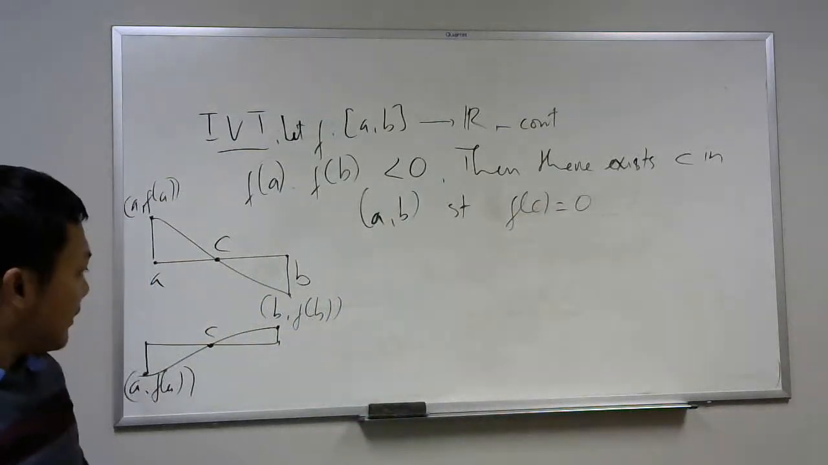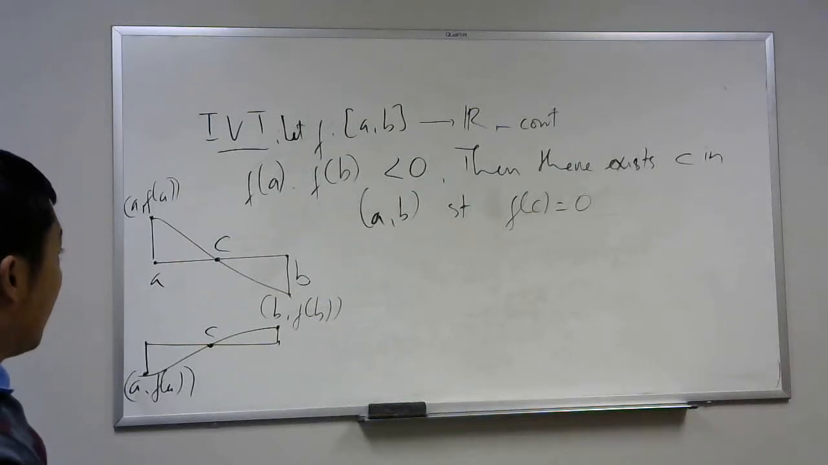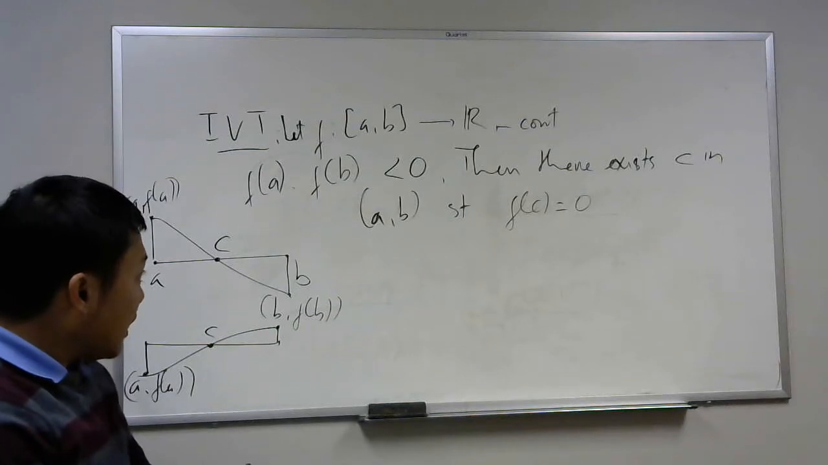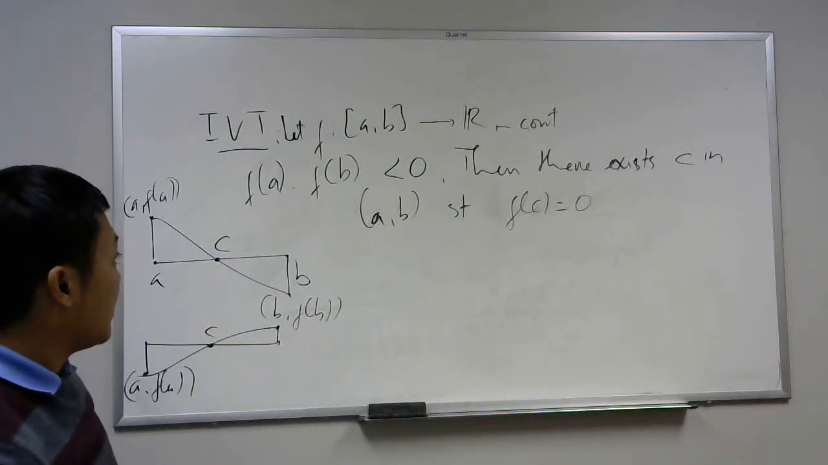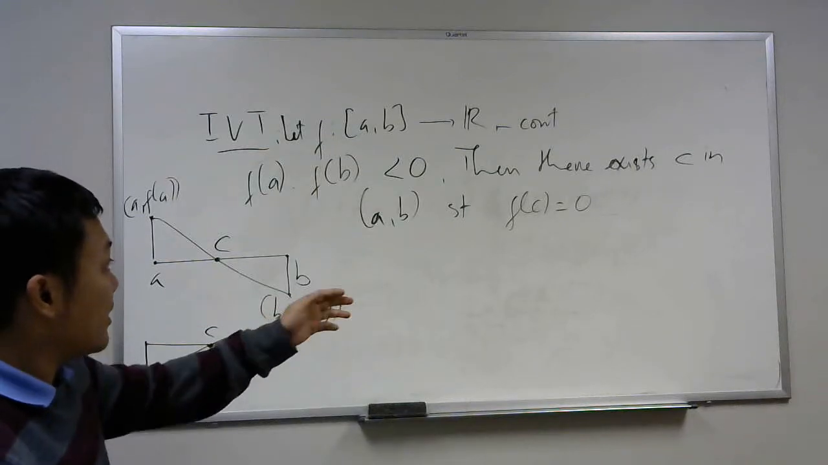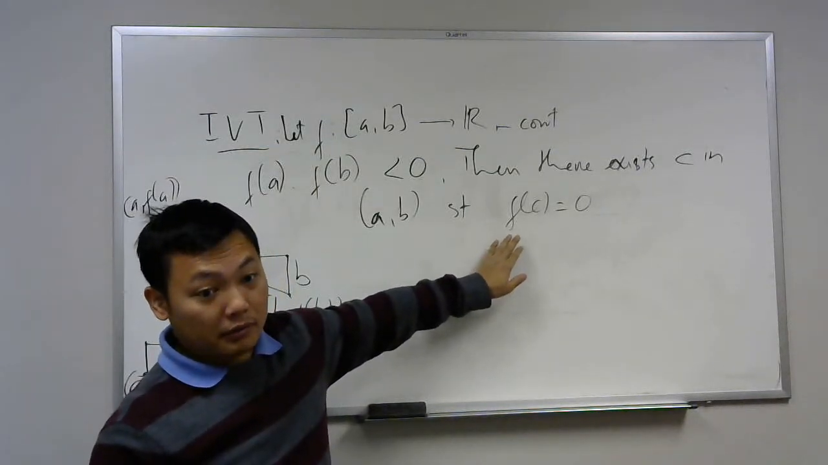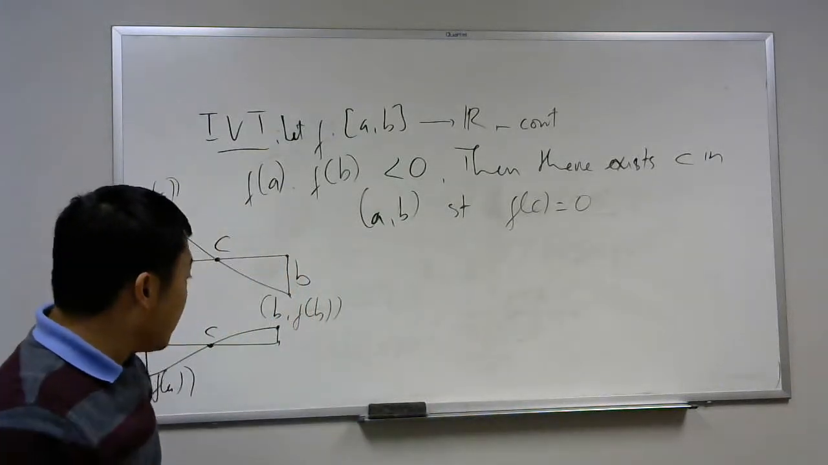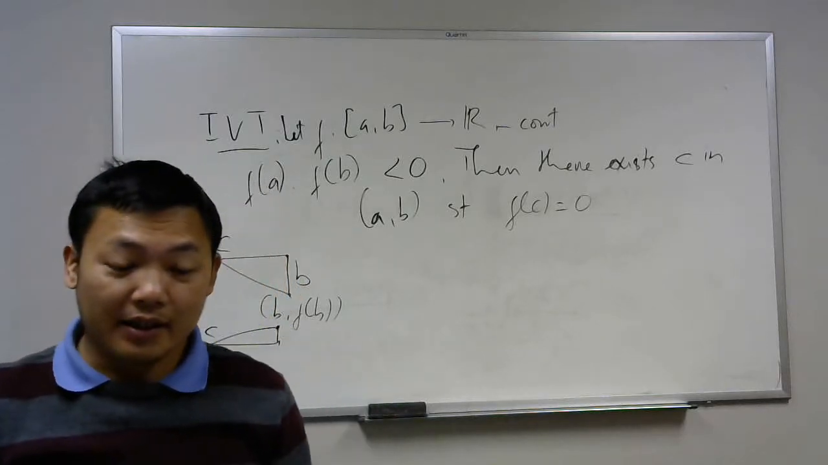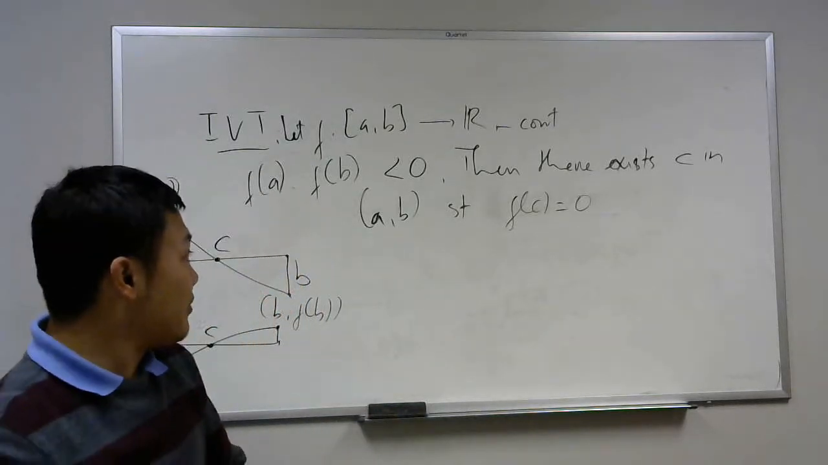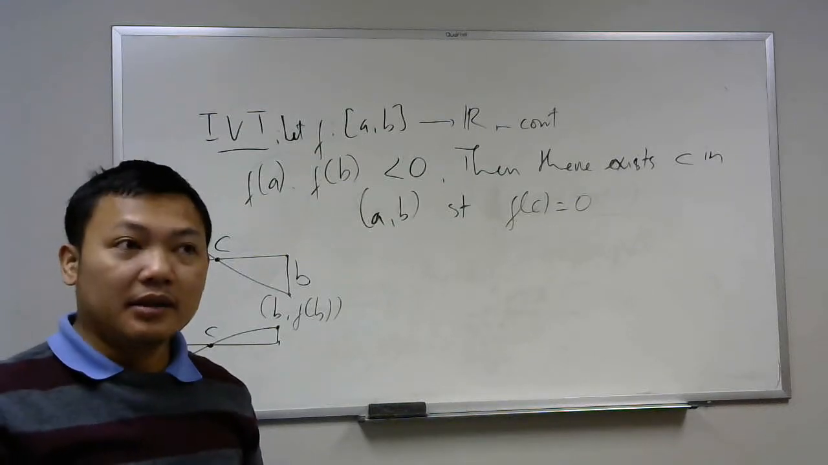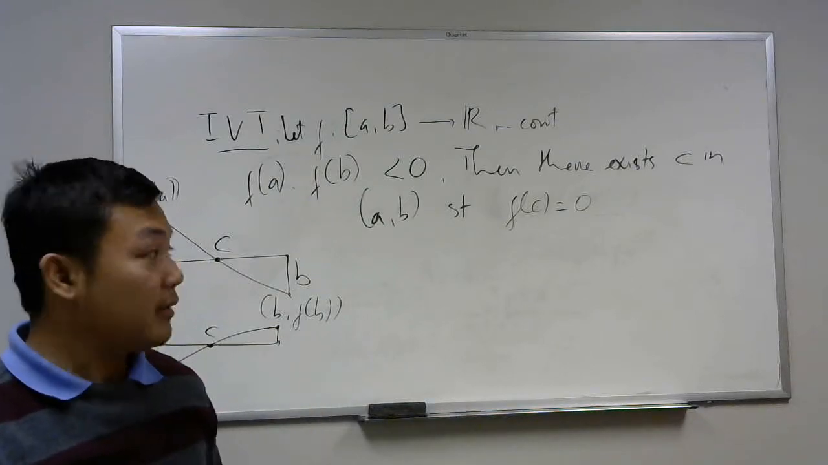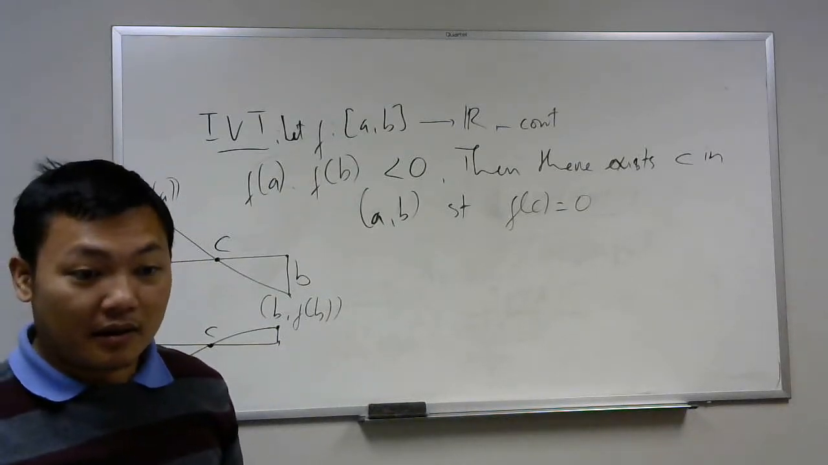You see, this is a very simple picture, but this theorem is extremely useful. It helps us understand whether there exists some zero of the given function or not. C in this case is a zero of f. Sometimes we need to solve equations, and in many cases, first we need to be convinced that the equation actually has a solution, and then we try to solve it. This theorem helps us understand the existence of that solution.